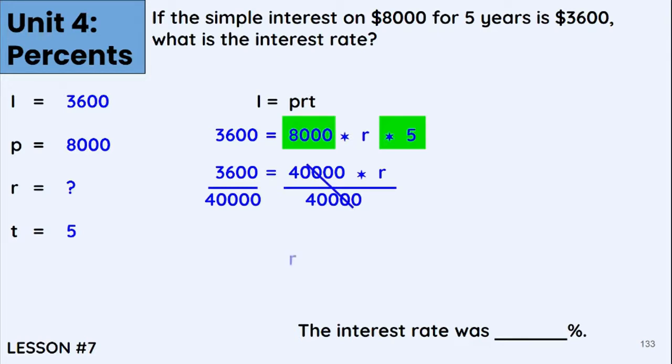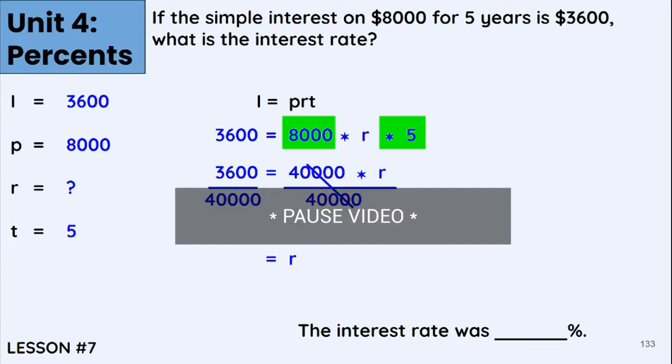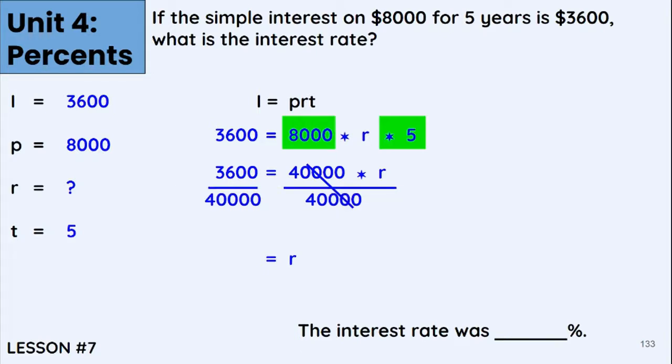Now I have R equals, all right, go ahead and do 3,600 divided by 40,000. Okay, you should get 0.09, which is a decimal that we need to convert into a percent. So the answer should be 9%.